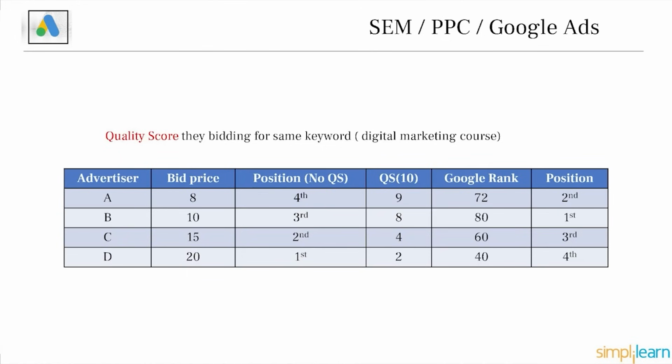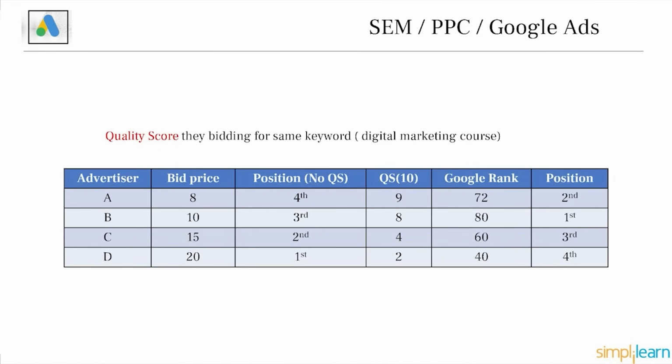Suppose every advertiser here is bidding on the same keyword. Let's assume they are all running the ad for a digital marketing course. They would check, and on the basis of the factors, give a score out of 10. Suppose advertiser A, who bid the least, had the best quality score, for reasons we are going to talk about. B got 8 out of 10, C 4 out of 10, and D 2 out of 10. So the one who bid the most got the very least quality score. The reasons will be clearer once we talk.